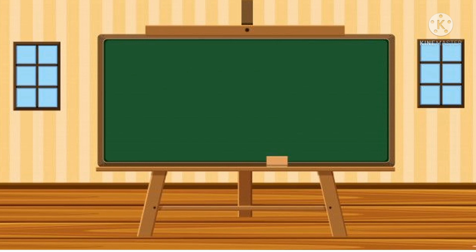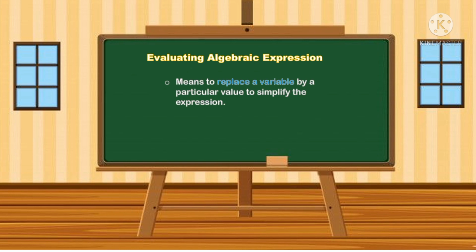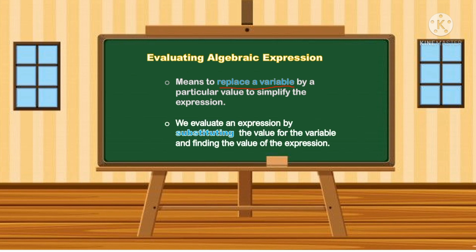So let us now proceed with our main topic, which is evaluating algebraic expressions. Since we already had a review on exponential notation and evaluation, which is relevant to the topic of this video lesson. So what is meant by evaluating an algebraic expression? Evaluating an algebraic expression means to replace, take note, to replace a variable by a particular value to simplify the expression. So always remember to replace a variable. The other way, we evaluate an expression by substituting. When you replace a variable, it means you do substitution, substituting the value of the variable and finding the value of the expression.